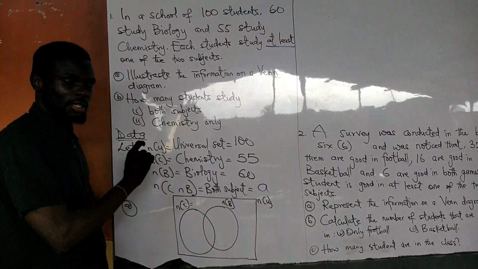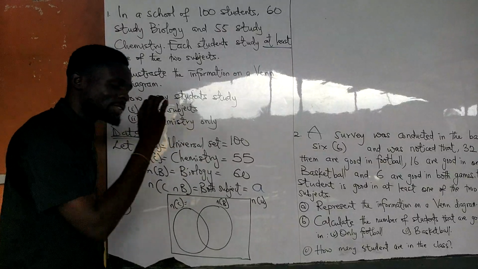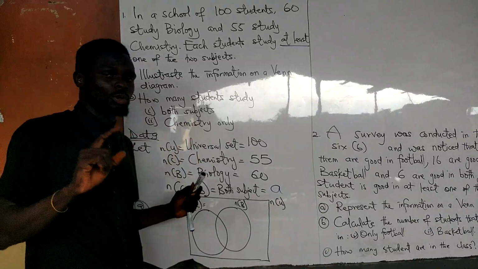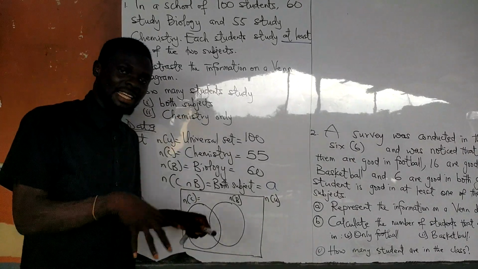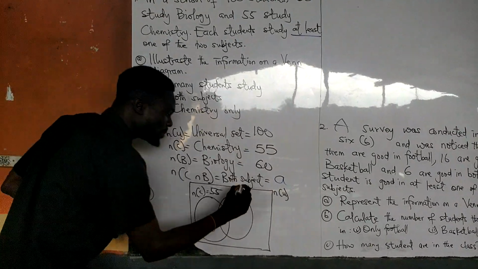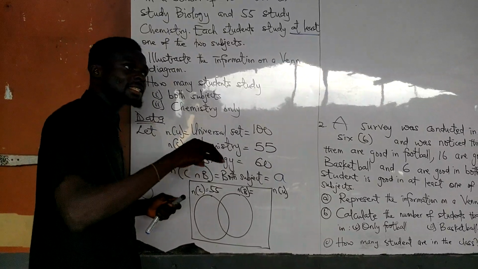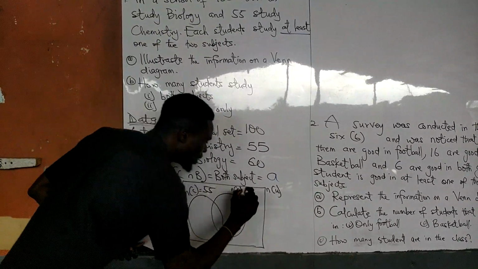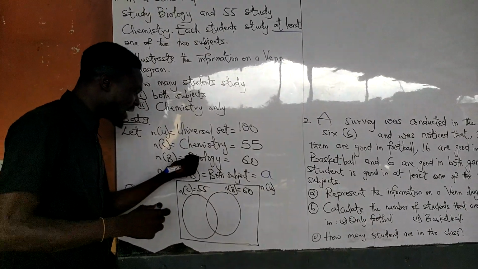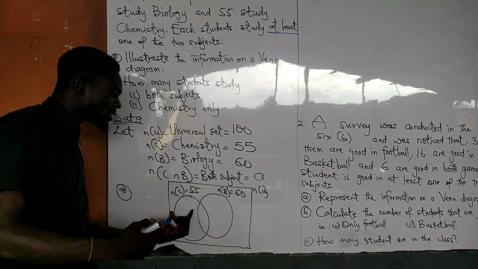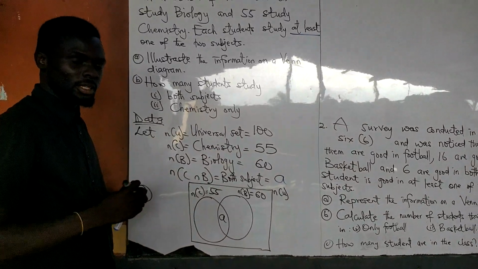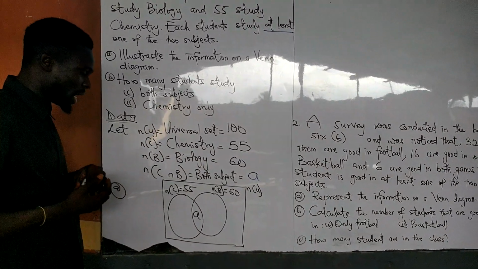From the question, we were told that 55 study chemistry, and not only chemistry, so we are going to write the 55 up here. Same as biology, the question is saying that 60 study biology, so we are also going to position the 60 here. Now, the number of C intersection B, that is where the C and the B meet, is A. So we represent it with the variable A. So we have this as our first diagram.